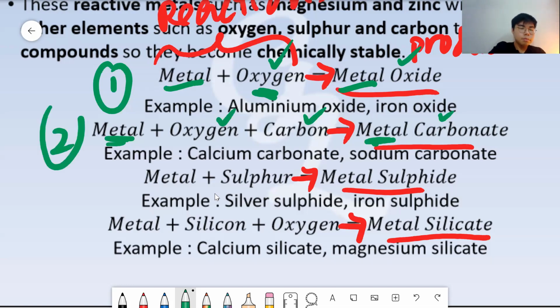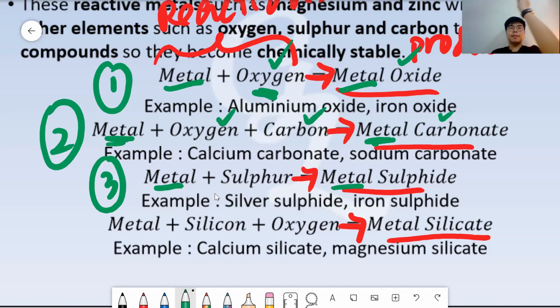Third reaction. Metal plus sulfur make metal sulfide. Change the metal. Silver plus sulfur make silver sulfide. Iron plus sulfur make iron sulfide. Calcium plus sulfur make calcium sulfide. Magnesium plus sulfur make magnesium sulfide. Zinc plus sulfur make zinc sulfide. Tin plus sulfur make tin sulfide. Copper plus sulfur make copper sulfide. That's all. Just change the metal.